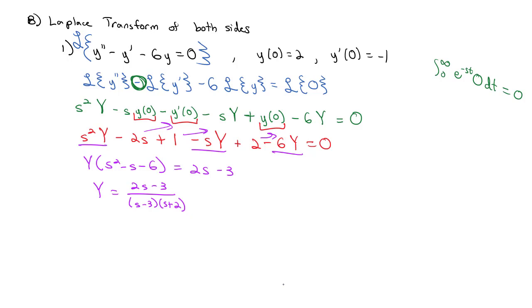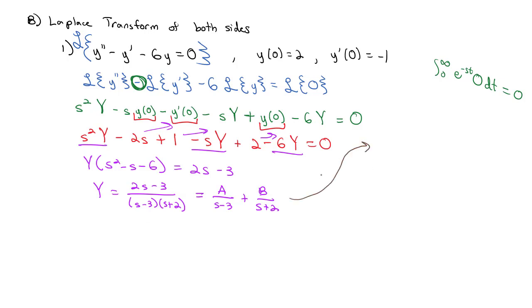Now that we've solved for Y in the world of algebra, we're just going to change it back to the differential equation world using the inverse Laplace transform. We know we can do this with partial fractions. We're going to say it's equal to A over s minus 3 plus B over s plus 2. And then we can easily do the inverse Laplace transform.